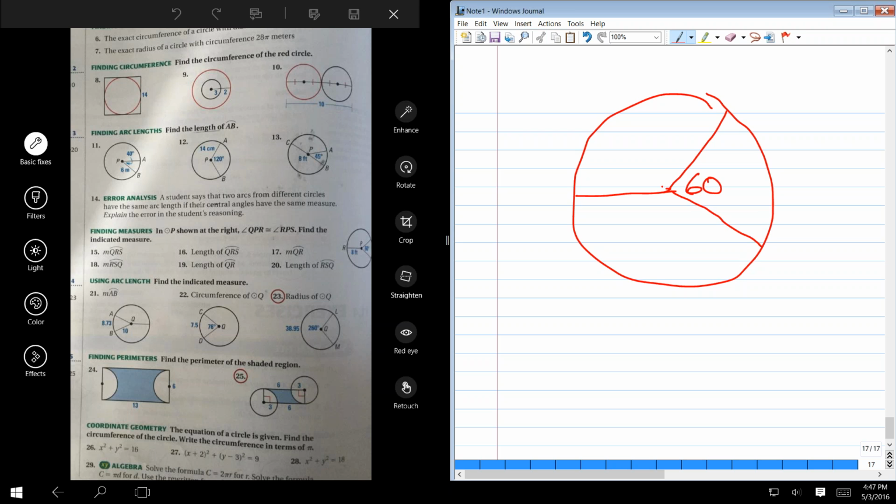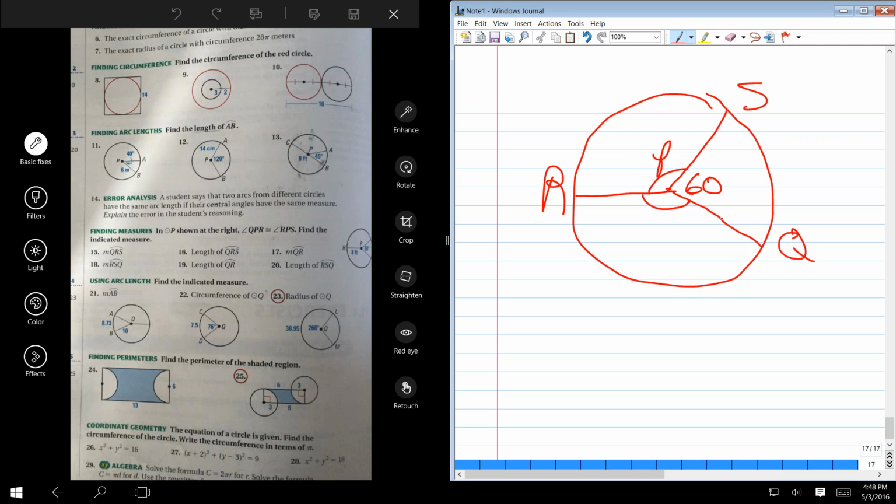That's 60 degrees. They're saying this angle here is the same as this angle here. That's what that says. QPR, there must be a Q down there. QPR is equal to RPS. So there's an S up here and a Q down there. And that's R and that's P. Okay, so they're saying they're equal.